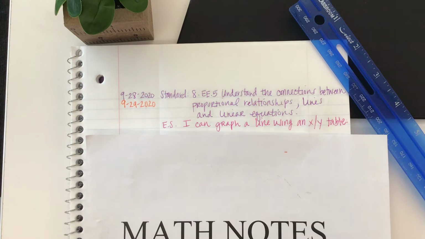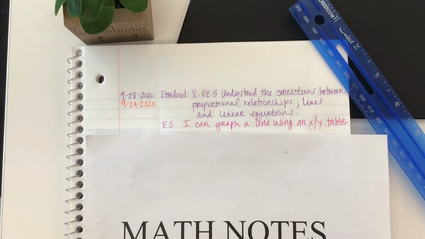The standard today is 8.EE.5. Understand the connections between proportional relationships, lines, and linear equations. And our essential statement is I can graph a line using an XY table.